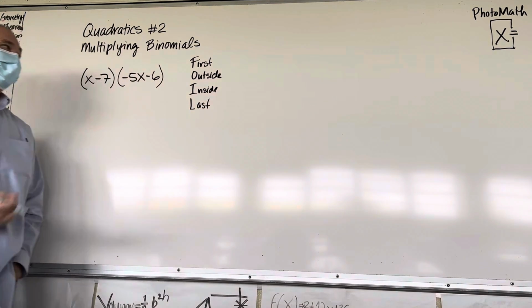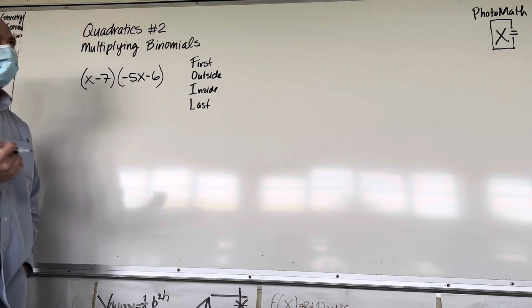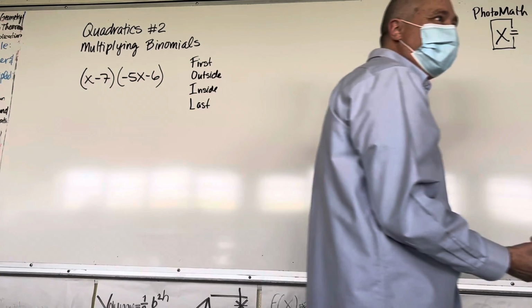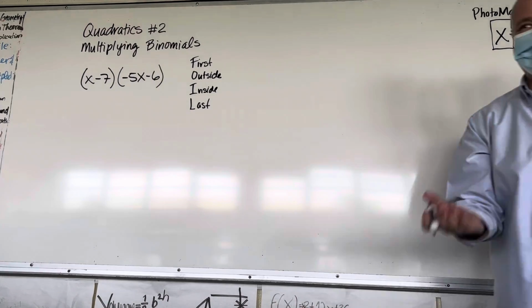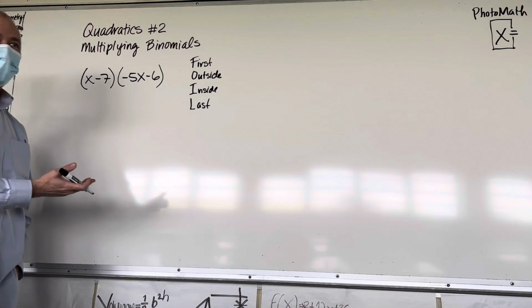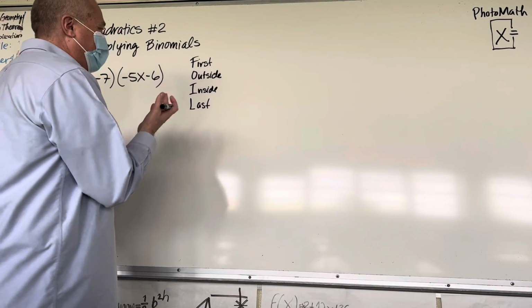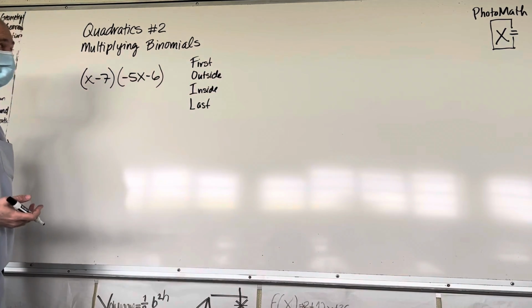And as fun as this word is, FOIL, I don't know how helpful it is. It's a little bizarre, right? In the kitchen, we use foil. What do we use foil for? To wrap up leftovers, right? Aluminum foil. So I don't know what it's got to do with math. It's just a word that it spells. It's first, outside, inside, last, which is an acronym. That's not always clear to students.